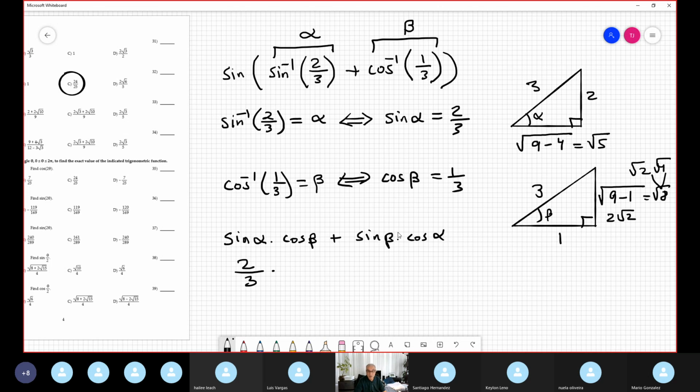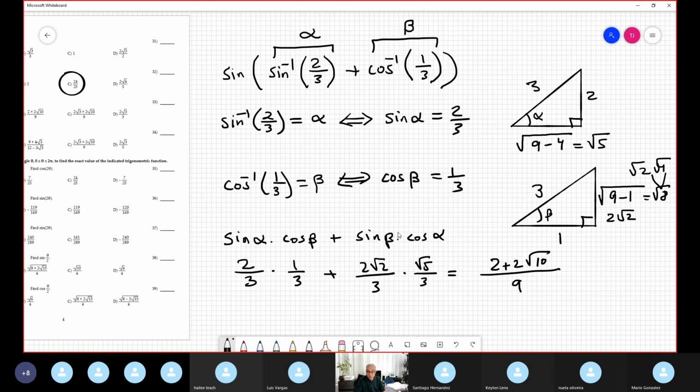Cosine beta is 1/3. It's also given at the beginning. Plus sine beta is 2 radical 2 divided by 3. And cosine alpha is radical 5 over 3. Fortunately, the numerator is the same. 3 times 3 always is 9. You have 2 plus 2 radical 10. And radical 10 comes from the combination of radical 2 and radical 5, each one, condensing in only one.